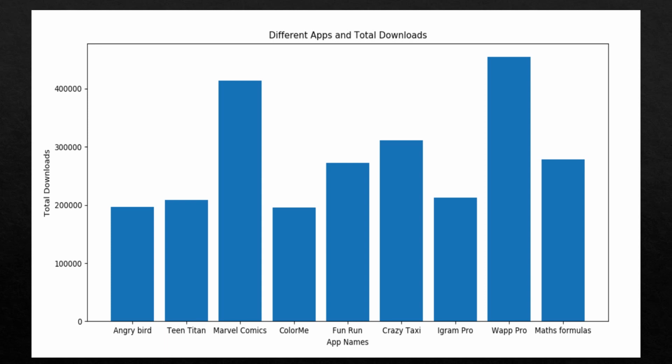Now this is how it looks like. The different apps and total downloads are represented in bar graphs with the corresponding x and y axis labels and title.